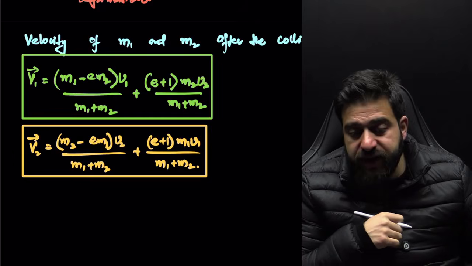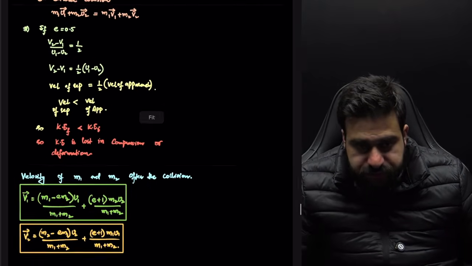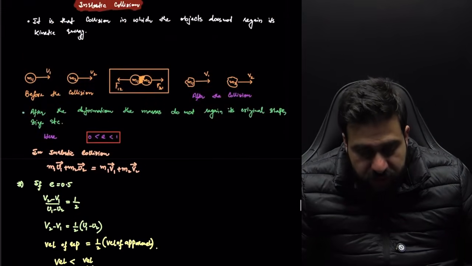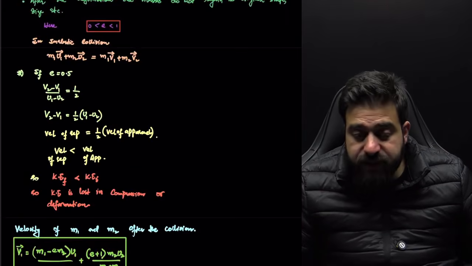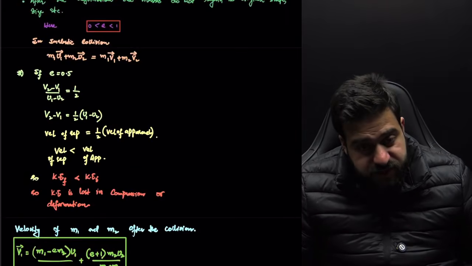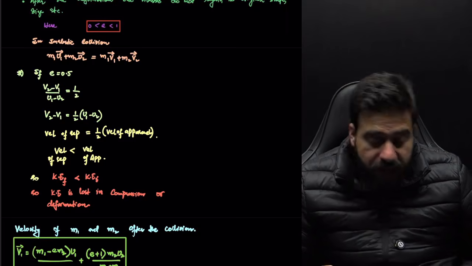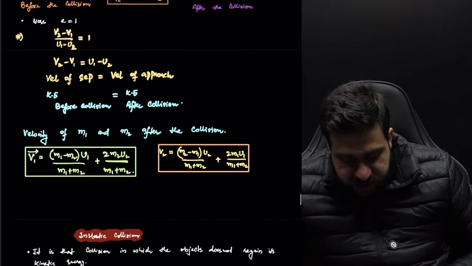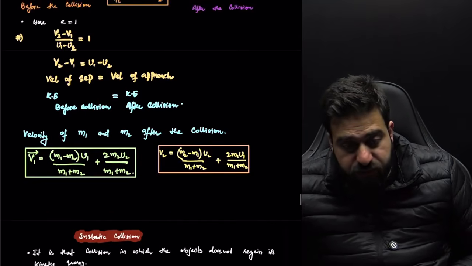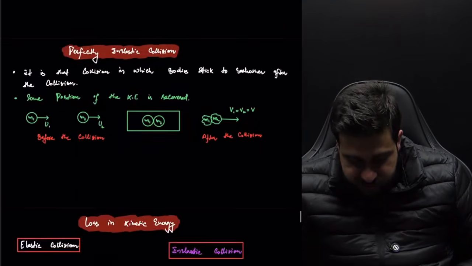This was basically inelastic collision. I have told you all the details of inelastic collision. We say kinetic energy is not conserved, but momentum is conserved in this particular case. And in case of elastic collision, kinetic energy is conserved, momentum is conserved. Kinetic energy before collision is equal to kinetic energy after collision.